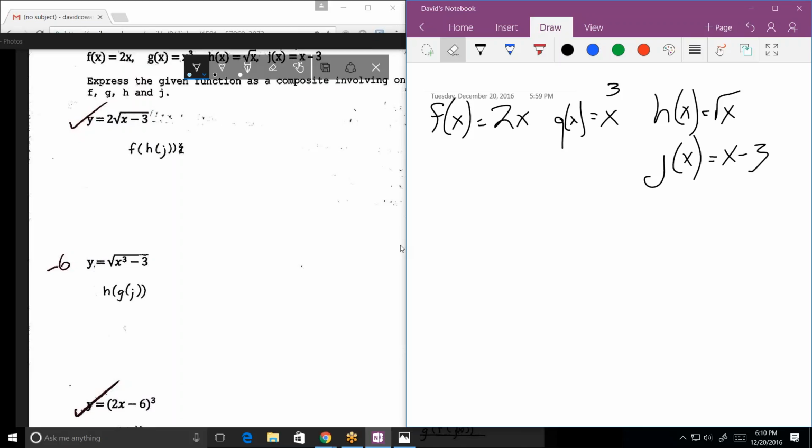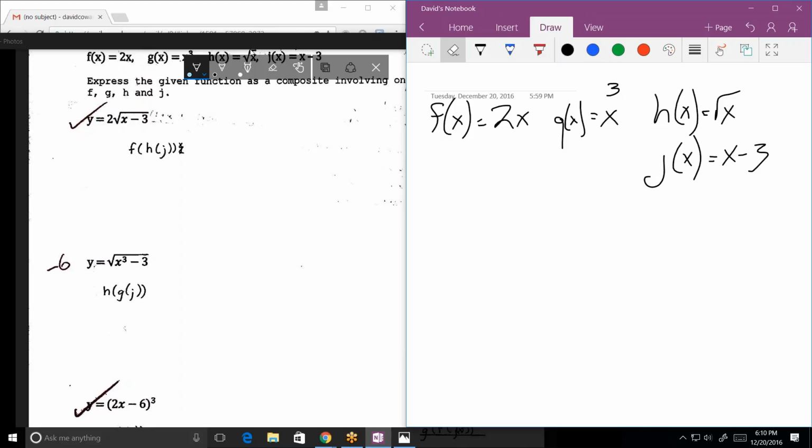So let's look at this middle one. Y equals the square root of x cubed minus 3. Well, if we look at our 4 functions, we got an x cubed. We're almost certainly going to need that. We got a square root. We're going to probably need that. The x minus 3, I'm not sure we need that.